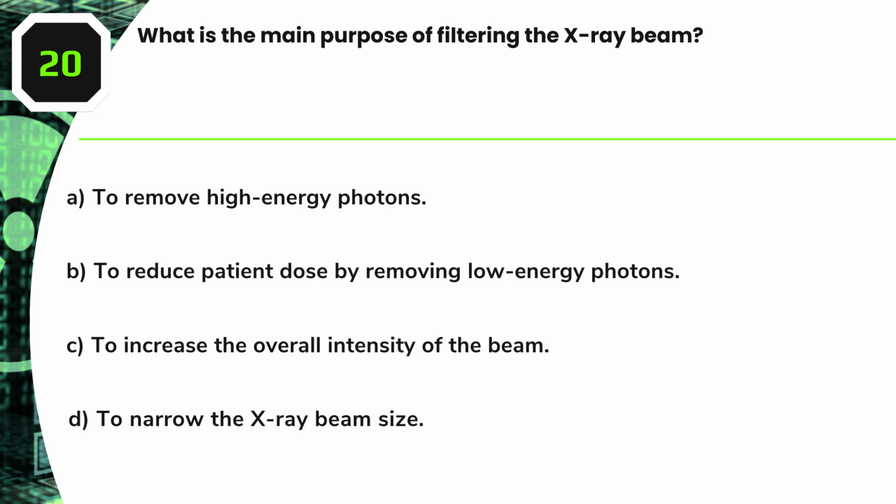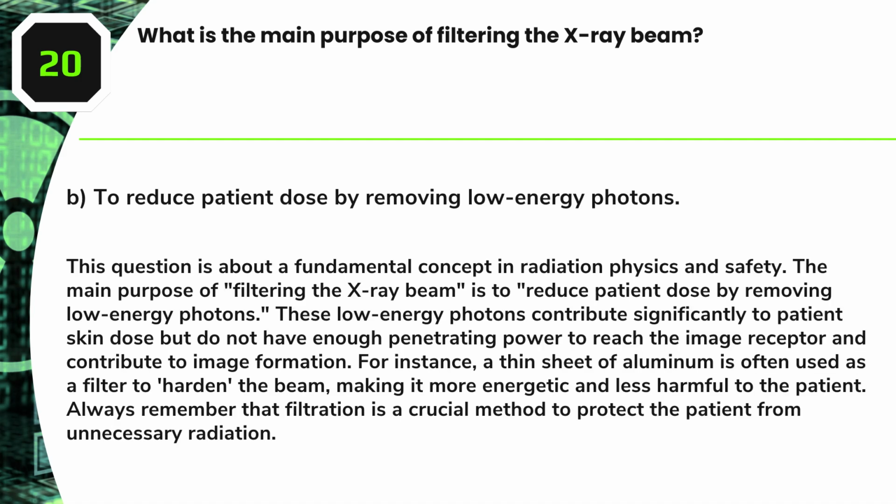Question 20. What is the main purpose of filtering the X-ray beam? A. To remove high-energy photons. B. To reduce patient dose by removing low-energy photons. C. To increase the overall intensity of the beam. D. To narrow the X-ray beam size. Answer, B. To reduce patient dose by removing low-energy photons.